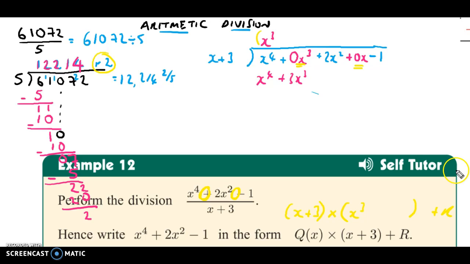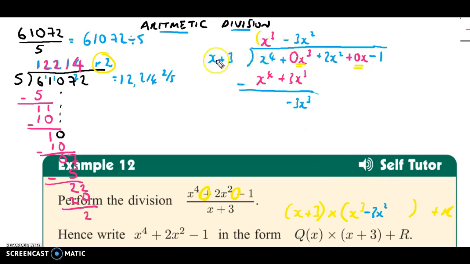Let's keep going. What did we do in primary school? We took them away. x to the 4 take x to the 4 is 0. 0 take away, you've got to be a little bit careful here, it's going to give me negative 3x cubed. So how do I get negative 3x cubed from just x? Well, that's going to be negative 3x squared. So that's going to be my next part that's going to go in here.